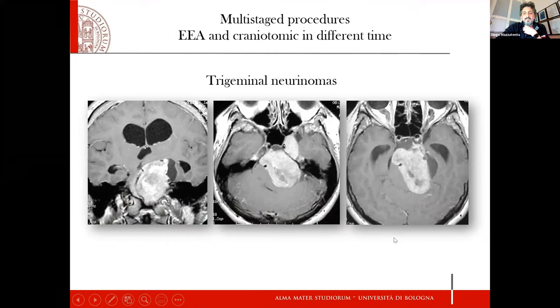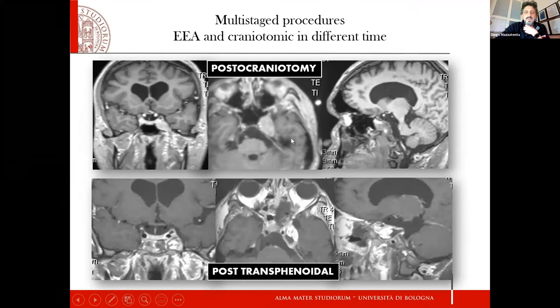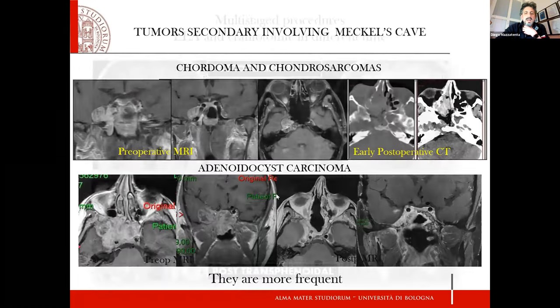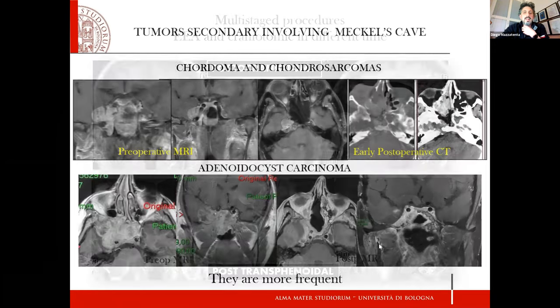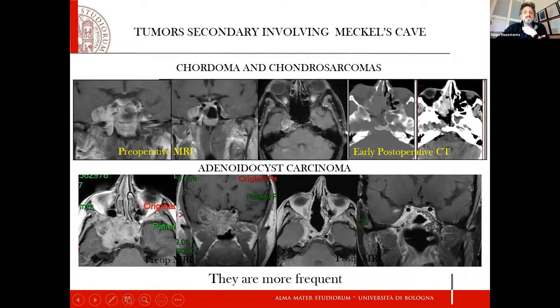We chose to perform first, obviously, the retrosigmoid craniectomy. After, we perform the transsphenoidal approach to remove the part of the tumor located in Meckel's cave, and this was the early post-transsphenoidal result. Don't forget that a tumor can be invading the Meckel's cave. It's very common to find chordomas and chondrosarcomas, like adenoid cystic carcinoma, and they are more frequent than primary tumors.